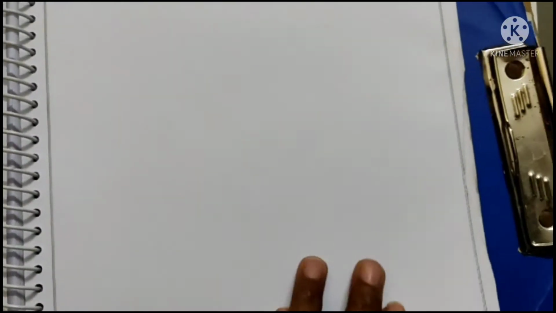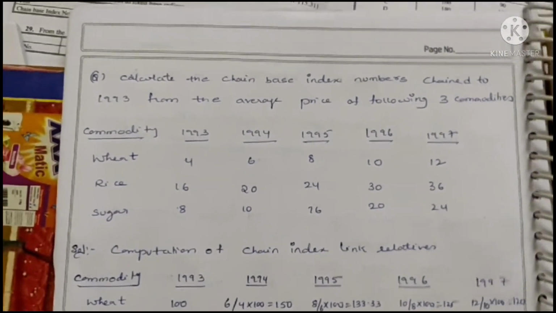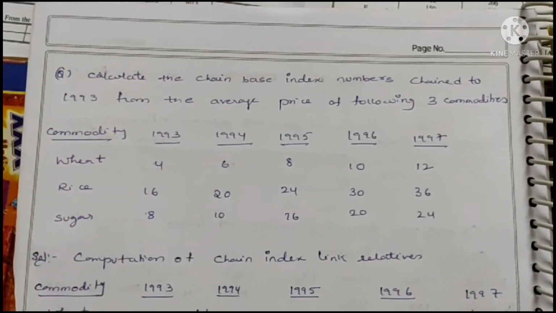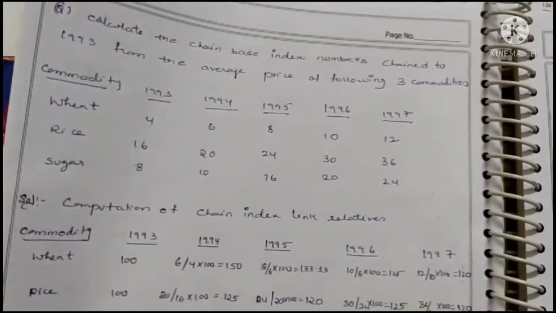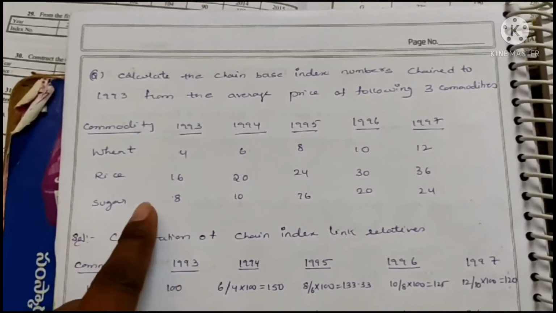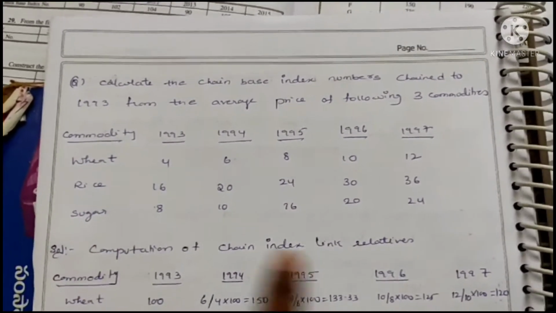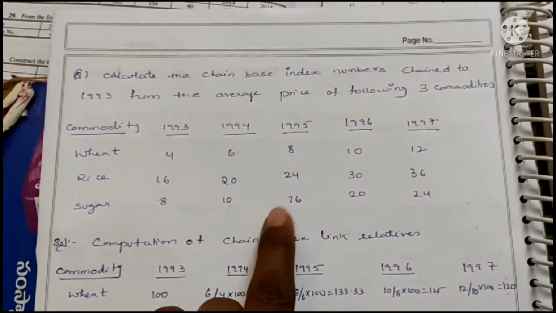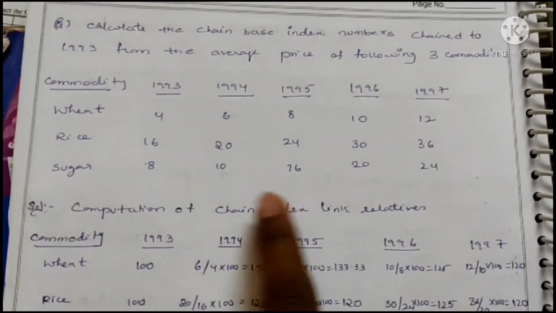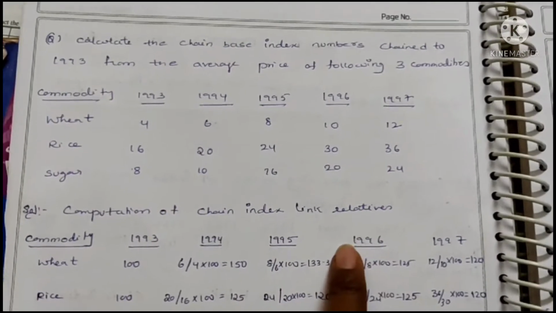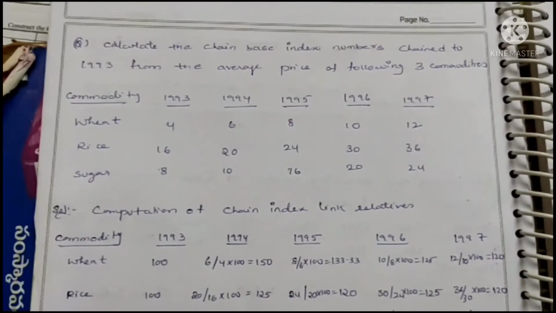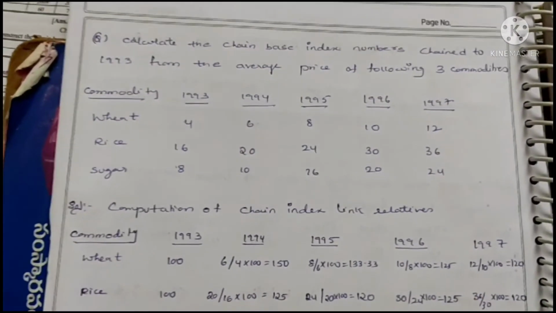And now one more method in chain index itself. Calculate the chain index numbers with 1993 as base from the average price of the following three commodities. Here, information regarding three commodities is given. If the data is given in this way, see how we calculate. First is computation of link relatives, because for calculating the chain index, link relatives are required. Individually, first we have to calculate them.